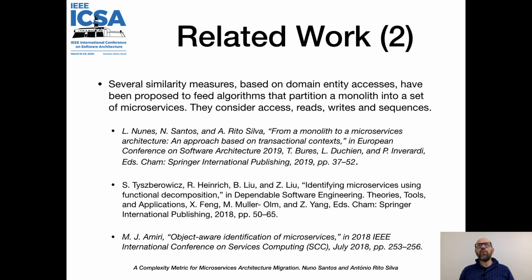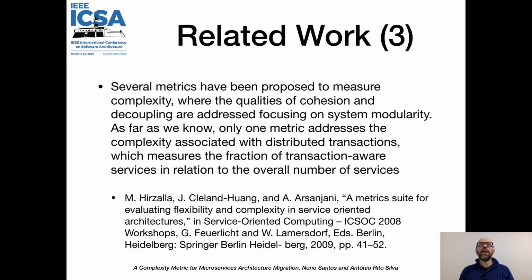And there is work where people have done reads and writes and sequences, so that's why we picked these different types of similarity measures. Only one work looks at this problem of the cost, a metric that takes into account the complexity associated with distributed transactions. We add on top of it, because what they have done is count the number of distributed transactions associated with a functionality, and what we have done is add this idea of observing the intermediate states of the other transactions.